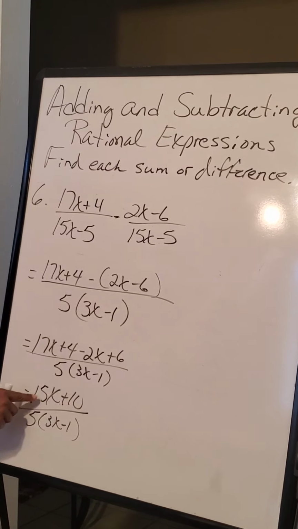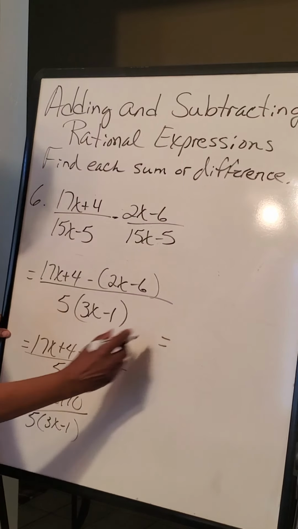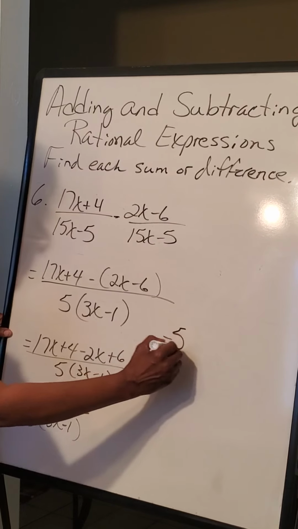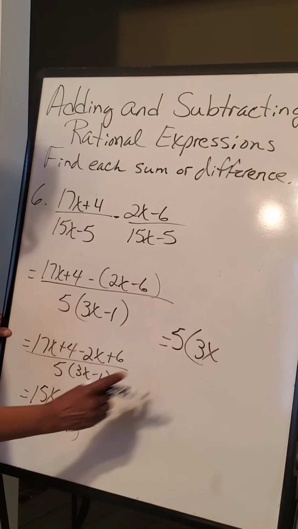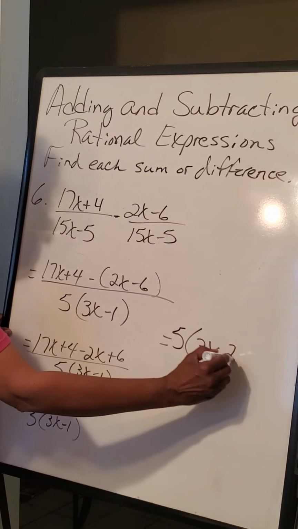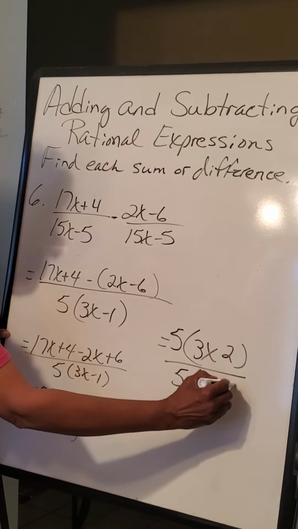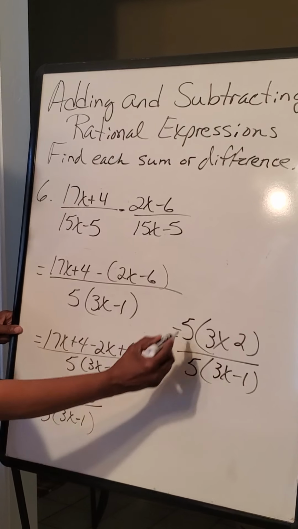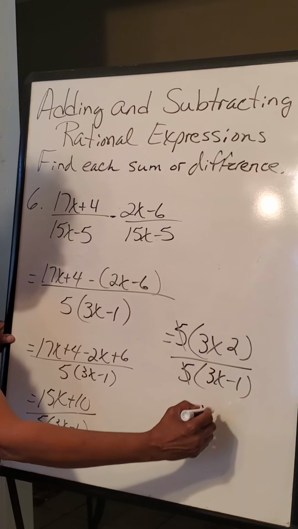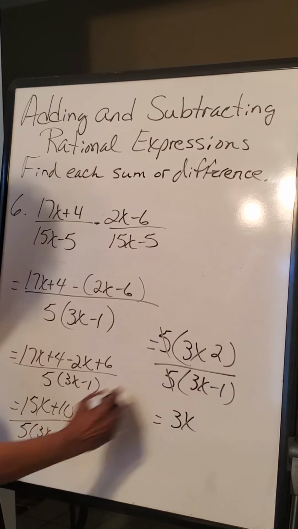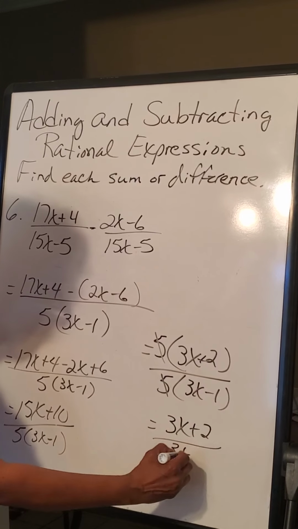And in my numerator, 15 and 10 have a GCF of 5. So I'm going to factor out a 5, and I get a 5 times. 5 goes into 15, 3, so I get a 3x, and 5 goes into 10, 2. If you notice, I can cancel out these 5s. That gives me a simplified answer of 3x, that should be a plus 2, over 3x minus 1.